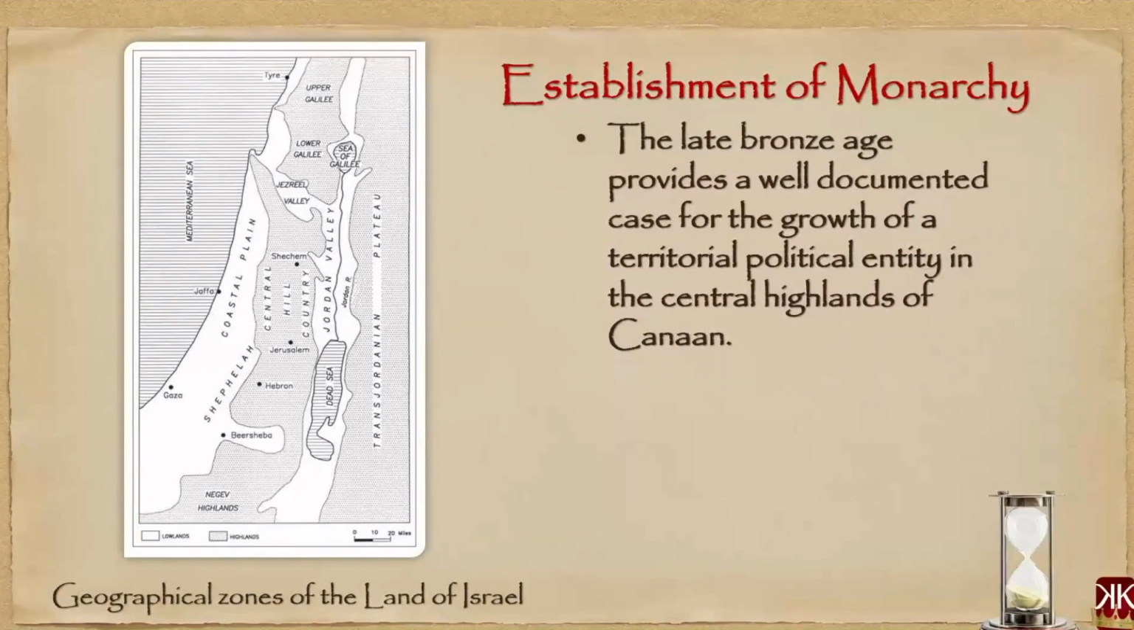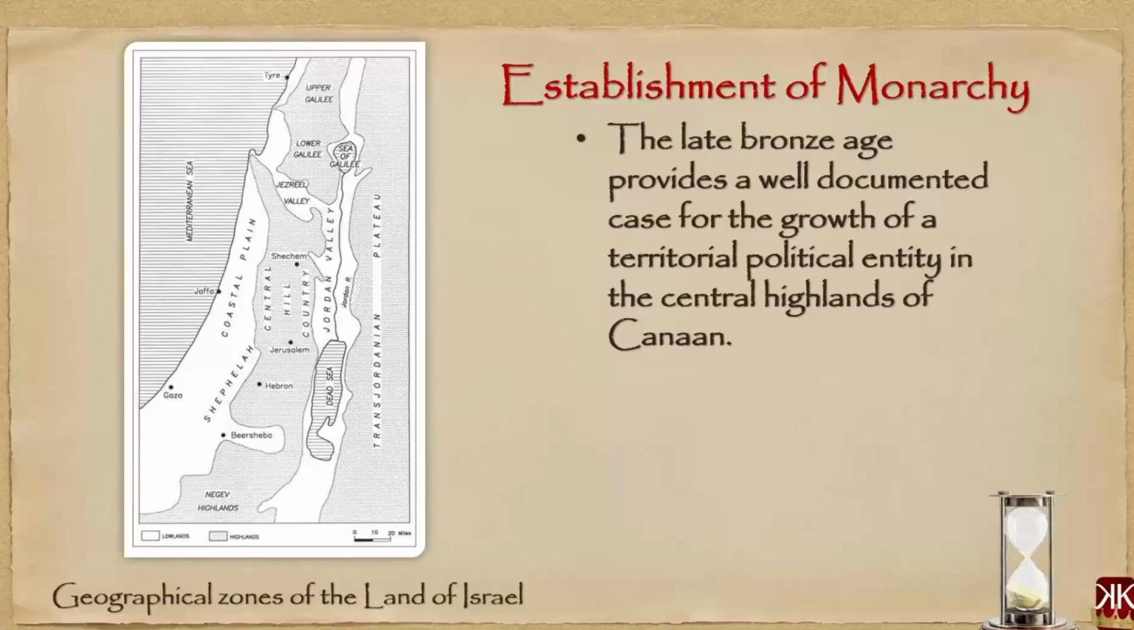This is the geographical map, the zones that we are going to focus on today. Get familiar with this map. It shows the central hill country, what we call the central highlands. It shows the lowlands, the Shephelah, the coastal plains. It shows the Jezreel Valley. It shows the Transjordan Plateau. It shows the Negev Highlands. It shows everything. So we're going to be friends with maps today. Also, very critically, and I'm not going to make this boring at all. I'm going to make it fun.